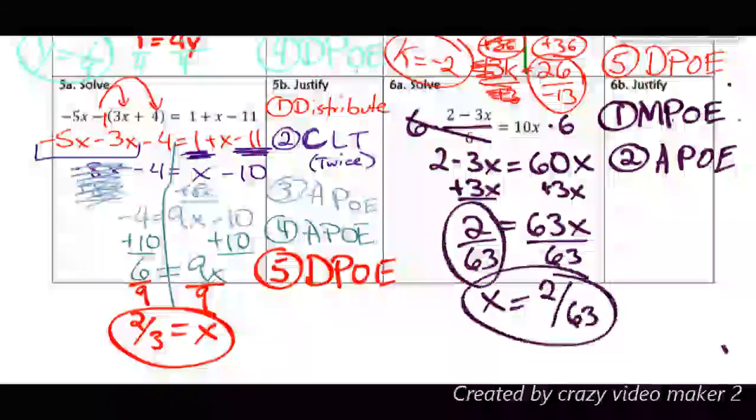And you might not be comfortable with me switching the sides there. This is the exact same thing as that. I can put my x on the right side or the left side. It actually doesn't matter. Either way, my last step was the division property of equality.